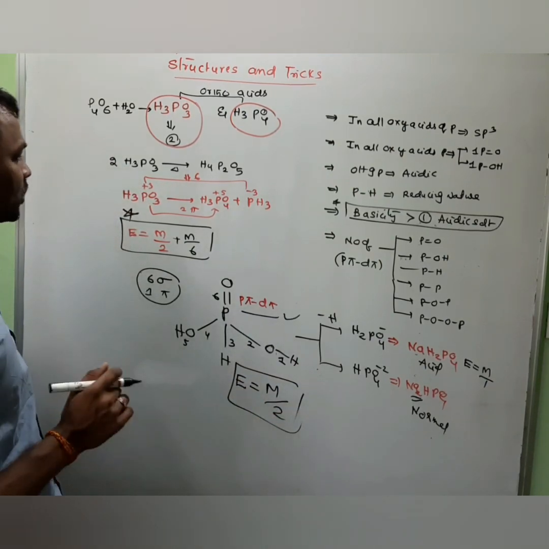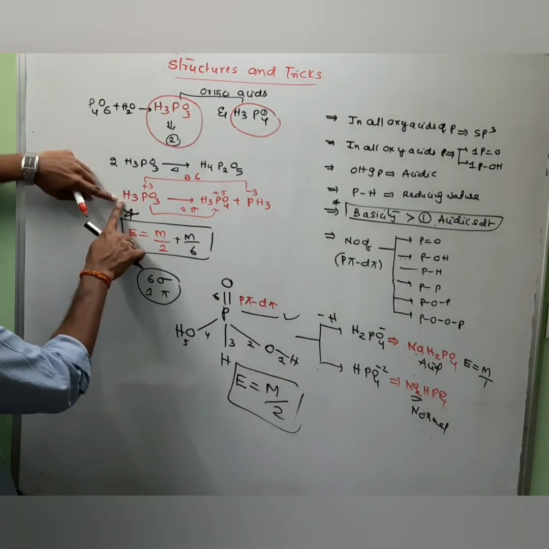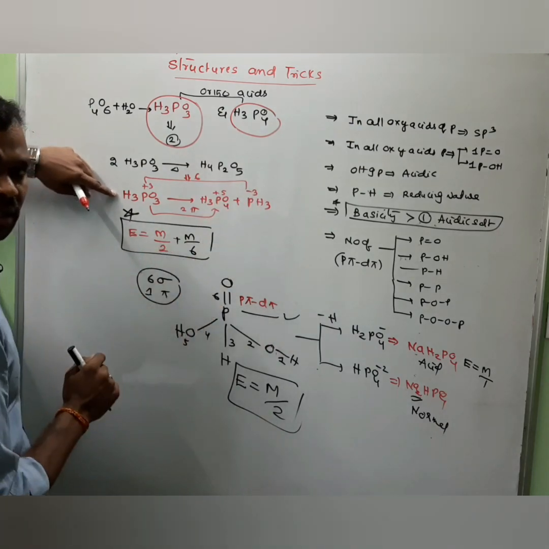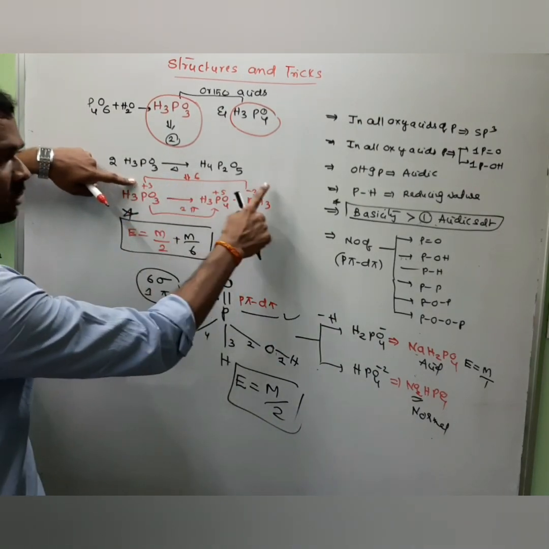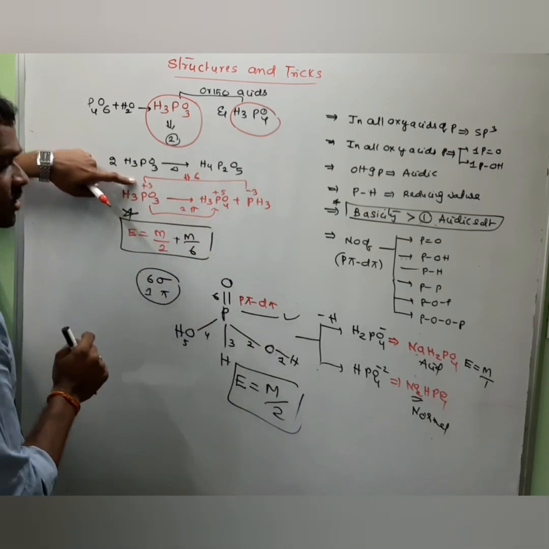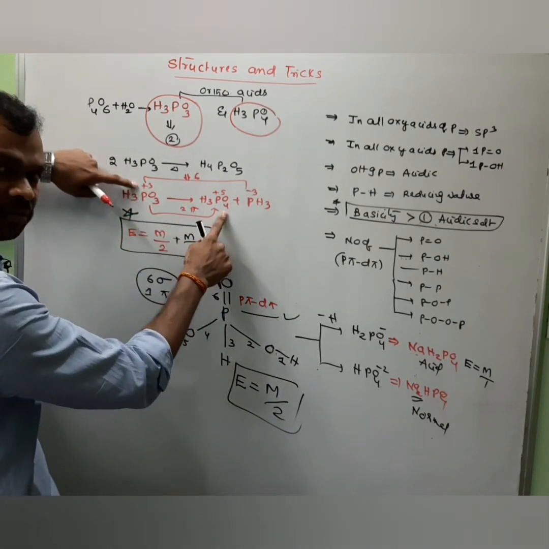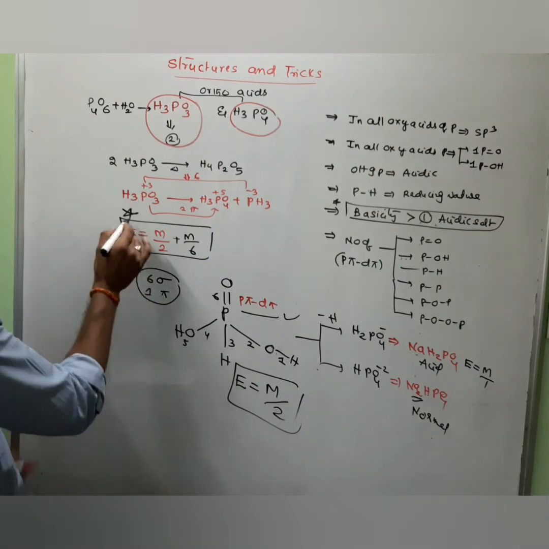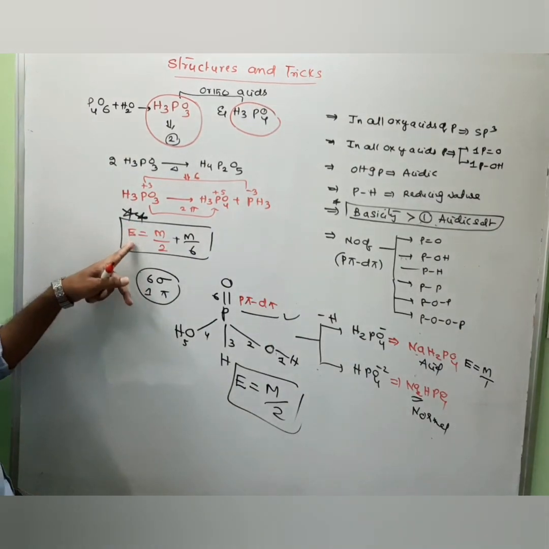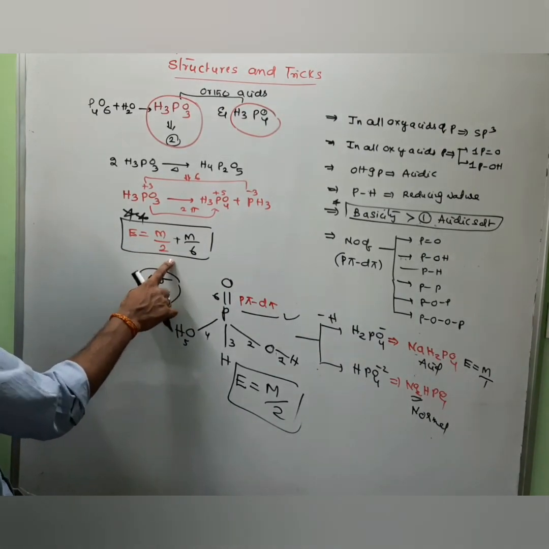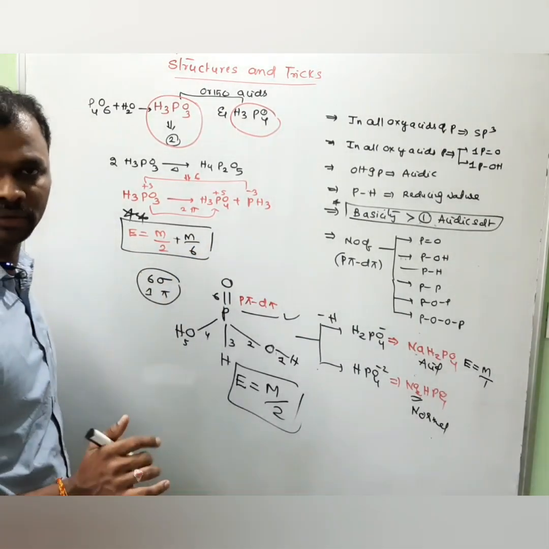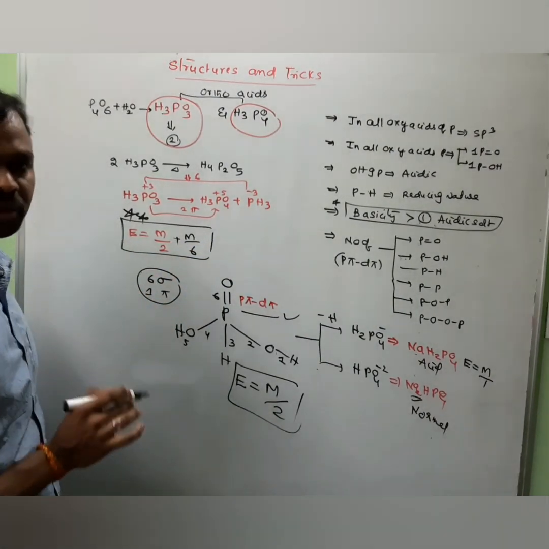The most important question is H3PO3 undergoing disproportionation, giving phosphoric acid and phosphine. Here +3 becomes -3, the change will be 6. Whereas here +3 becomes +5, the change will be 2. So for any disproportionation, equivalent weight is based on the change in oxidation states. Molecular weight by 2 plus molecular weight by 6 will give the equivalent weight. This is one of the most important questions.